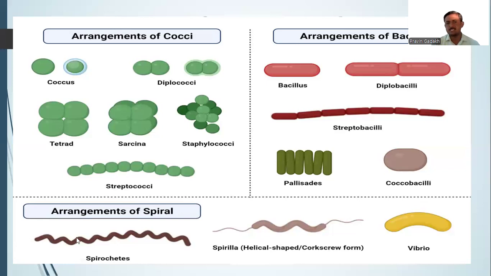In case of spirochete, the spiral shape arrangement, we can see it is the spirilla, and the helical or corkscrew form is the vibrio type of arrangement. So each and every bacterial cell follows a particular shape and has a particular arrangement pattern. By using that, we can differentiate the organisms into different groups.